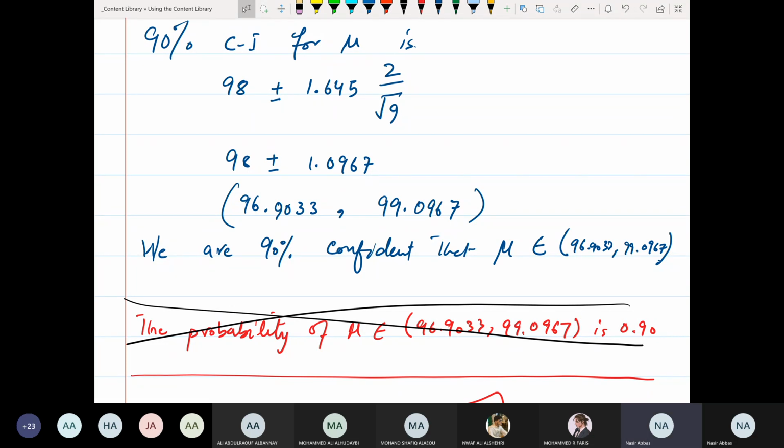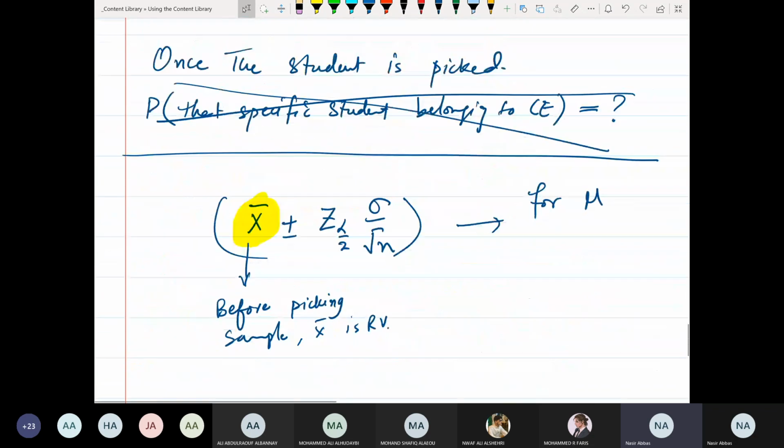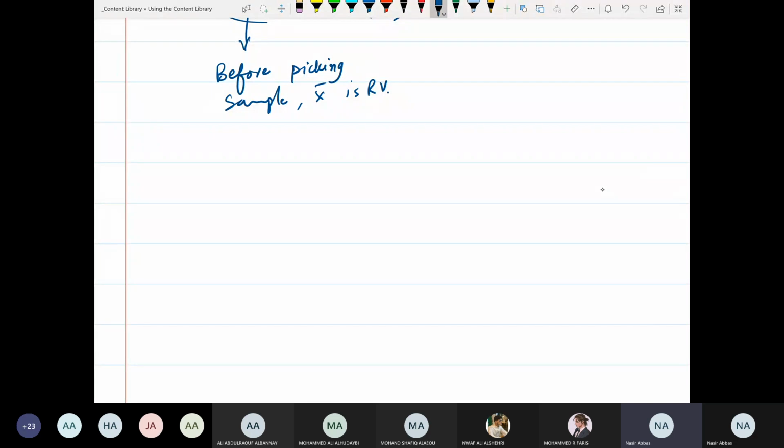So we don't use the probability concept. We use an alternative word here, just an alternative word, that we are confident that mu will be between this and this. We don't conflict with the concept of probability because the limits are fixed now. 96.9033 and 99.0967 are fixed now. Now you will say that we are 90% confident that mu will belong to this and this. You will not talk in terms of probability. Whereas about this one, you can talk.